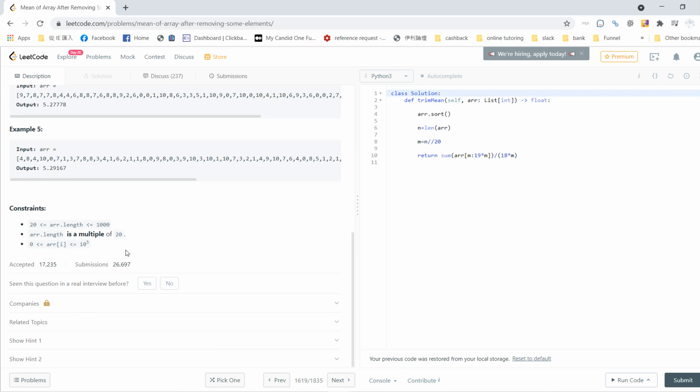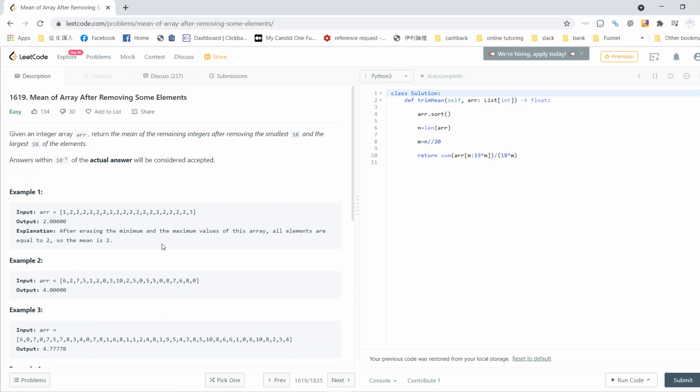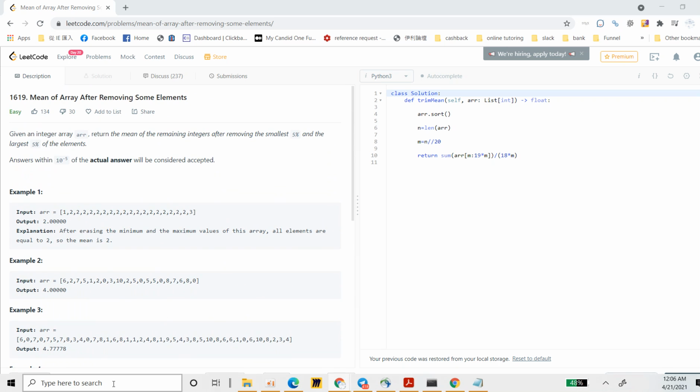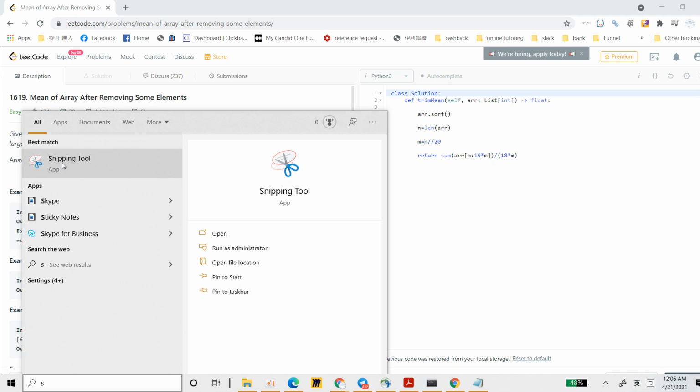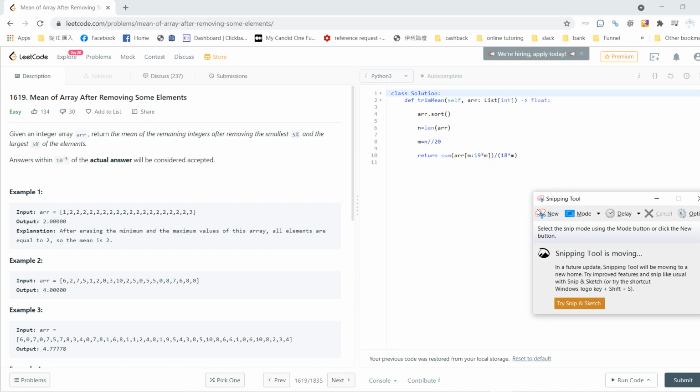So the idea is what? Your array length is guaranteed to be greater than or equal to 20 and less than or equal to 1000, and the array length is a multiple of 20. Okay, so this idea is very easy because we have the length of 20, right?